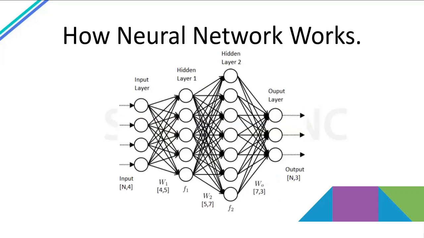So let's talk a little bit about neural networks. What exactly are neural networks? They are basically a bunch of matrices. If we talk in plain English, there are no neurons and no fancy thing going on. It's just matrix multiplication. The first input layer is a matrix of shape n comma 4. The second layer, the hidden layer, has shape 4 comma 5. Like this, they are just matrices.